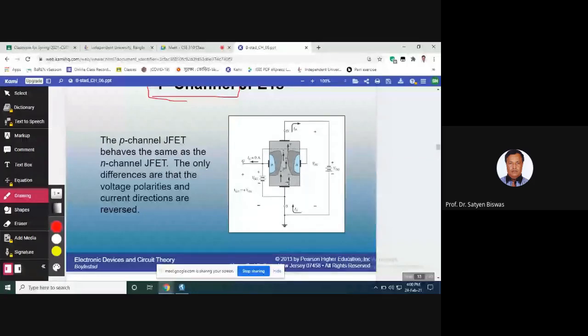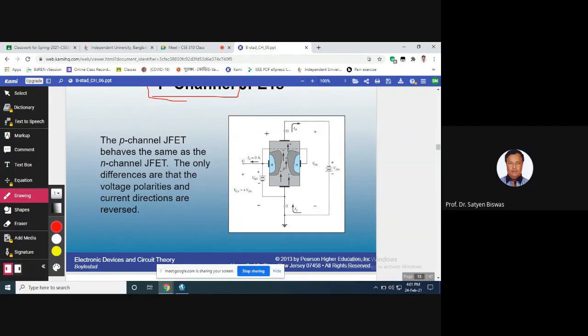So that means the gate will be the opposite. On the left side and the right side, the two gates are N-type material, right? N-type silicon or N-type germanium. So now this is just the opposite of the N channel. In case of N channel, the body was N-type and the gate was P-type. And in this case, the body is P-type and the gate is N-type. Nothing else, exactly opposite.